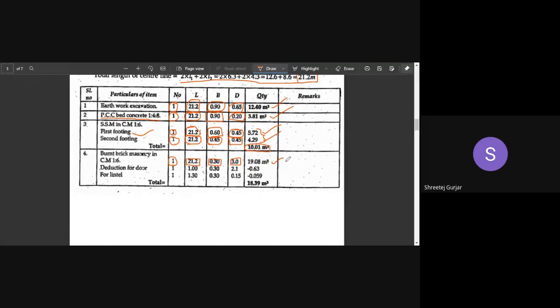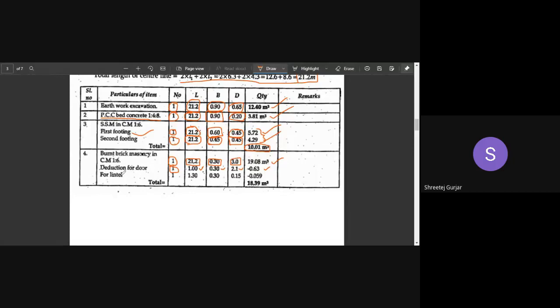Okay, so deductions for door, as I said, one door is there. If there were two, we would have multiplied by 2. Here it is only 1, so I have written the number as 1. The length they have given as 1 meter. The thickness will be the wall thickness itself, and the height of the door they have given as 2.1. So the deduction will be minus 0.63.